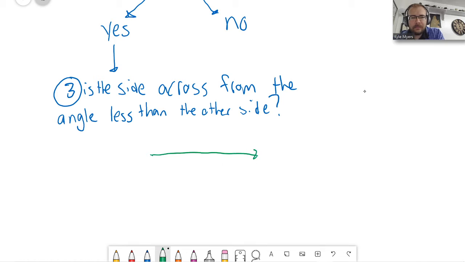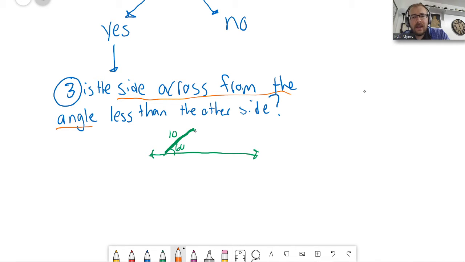So let's say we have some sort of line going on here, and we have some sort of given angle. Right, so here's my given angle. And let's say this angle is, it looks like about 60 or so maybe. And then let's say this side right here is 10. Okay, so is the side across from the angle less than the other side? So if the side across from the angle, which I haven't drawn yet, so let me use a different color for that maybe. Use orange. Side across from the angle less than the other side.